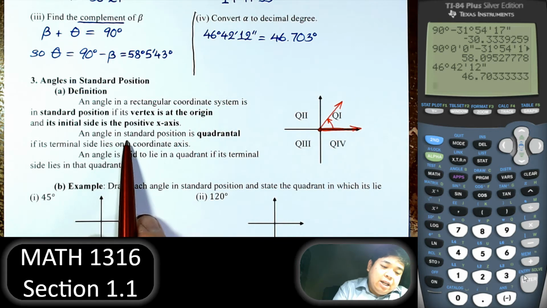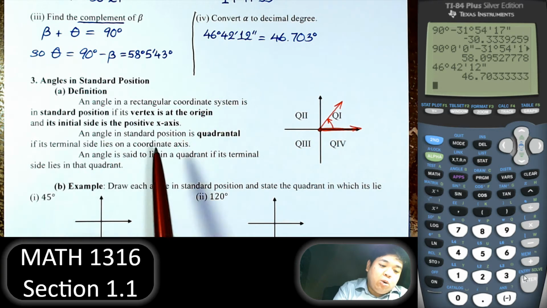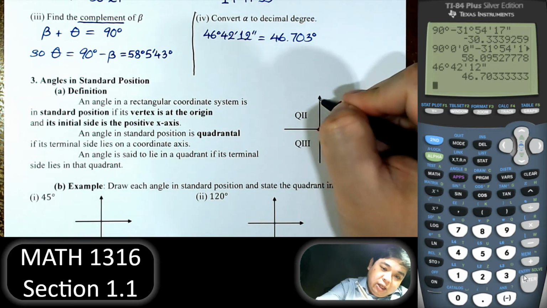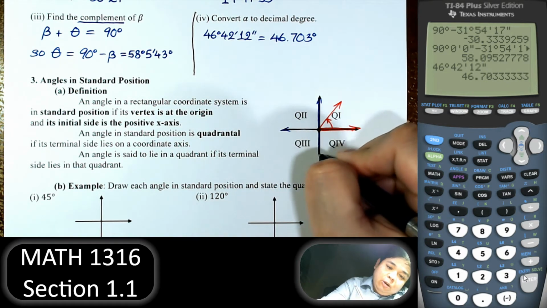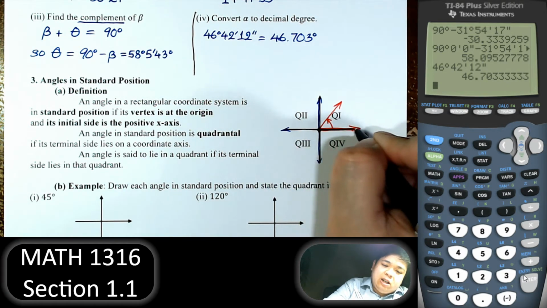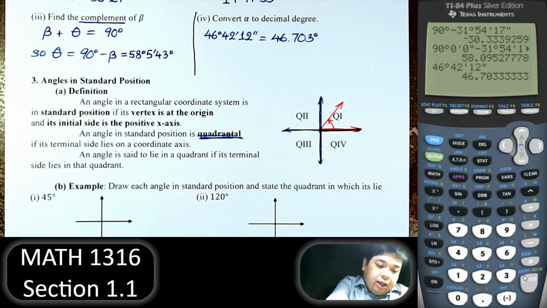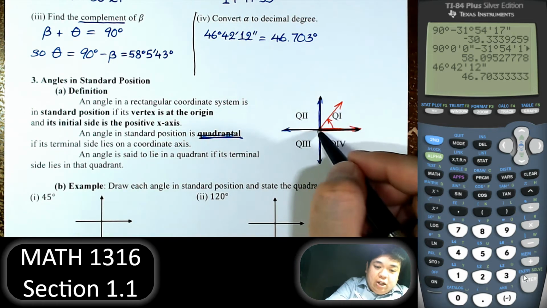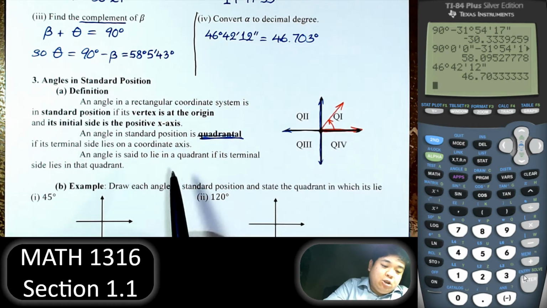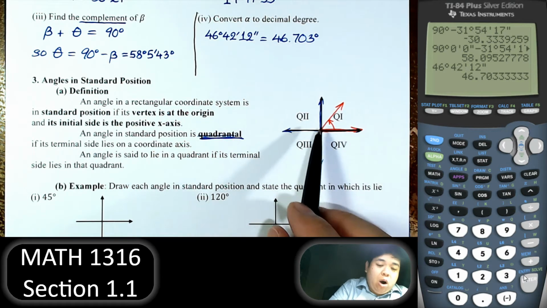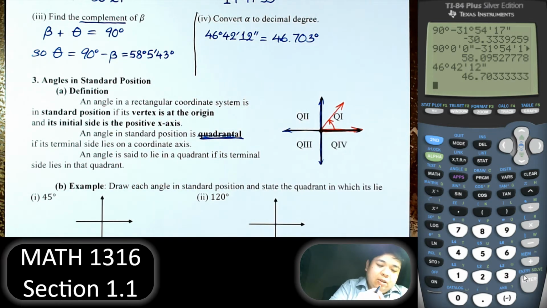An angle in the standard position is quadrantal if its terminal side lies on the coordinate axis, meaning that it could be here, here, or here. Of course, it can be that as well. So that is a quadrantal angle. If it is not on one of those rays, then it is said to lie in a certain quadrant, and we say quadrant 1, 2, 3, 4 counterclockwise like that.